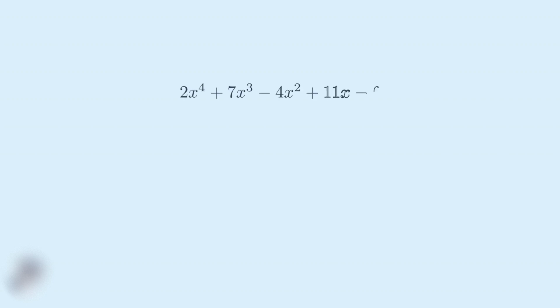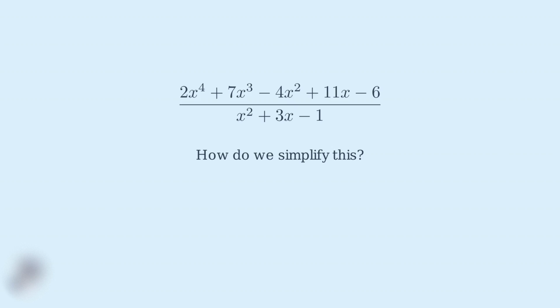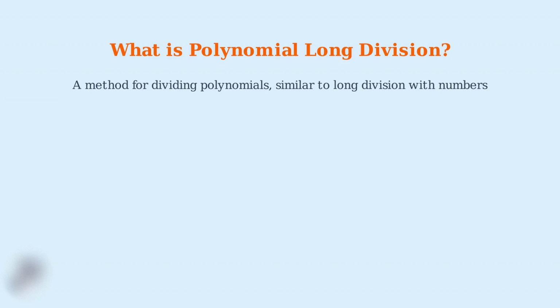Have you ever looked at a complex polynomial fraction like this and wondered how to simplify it? Many students feel overwhelmed when they see expressions like this, but there's actually a systematic method that makes it manageable. Polynomial long division is a method for dividing one polynomial by another polynomial. Just like the long division you learned with numbers, this process breaks down complex polynomial expressions into simpler parts.